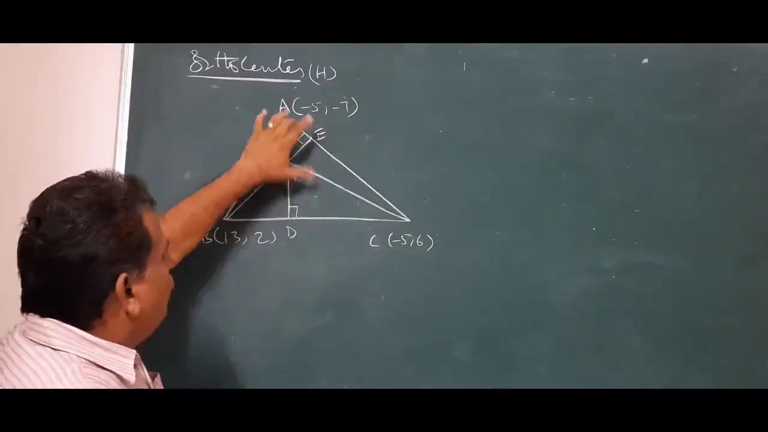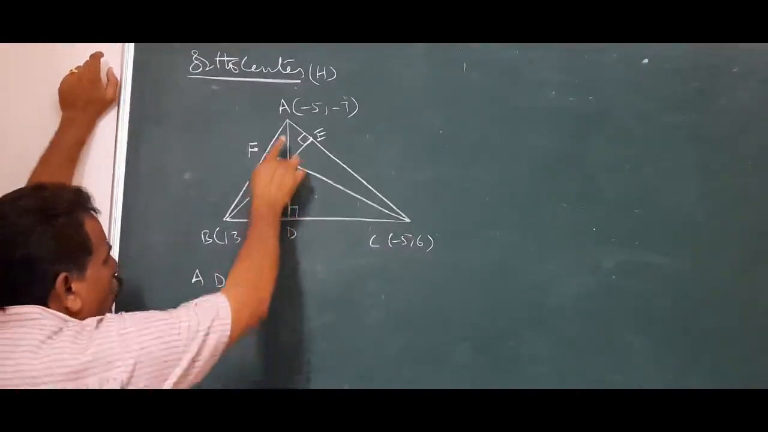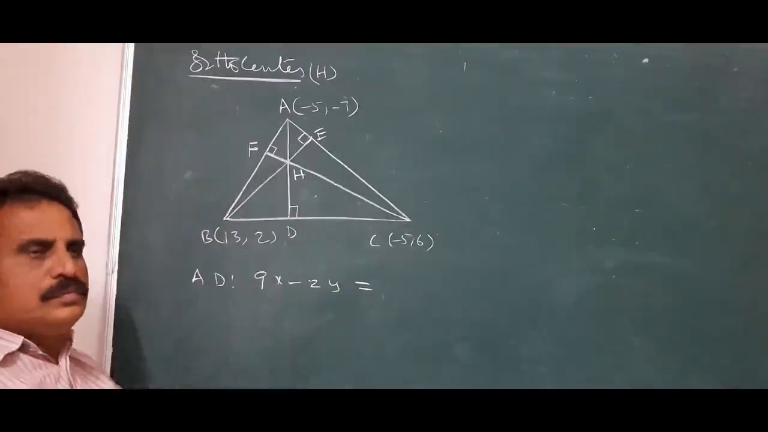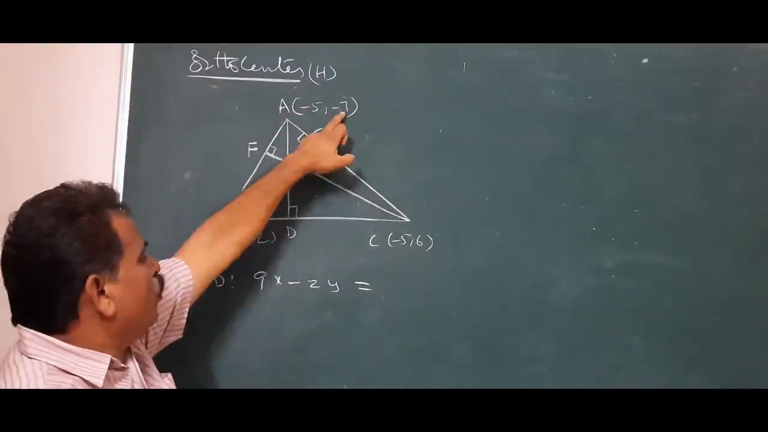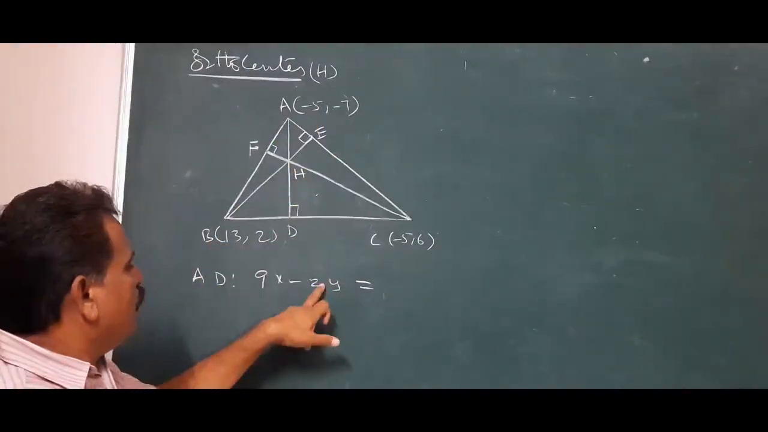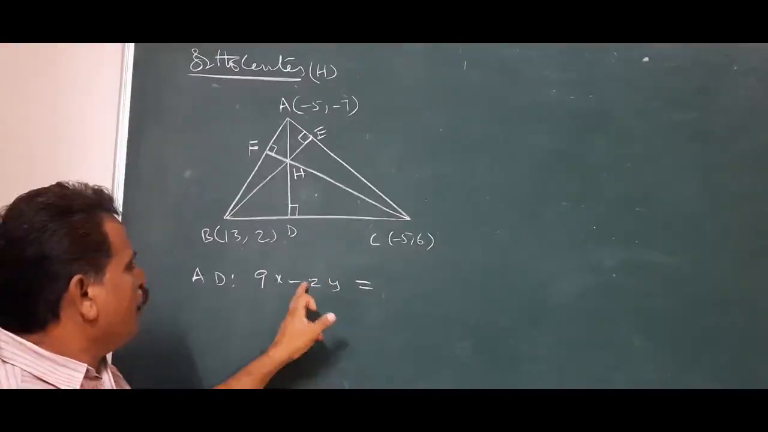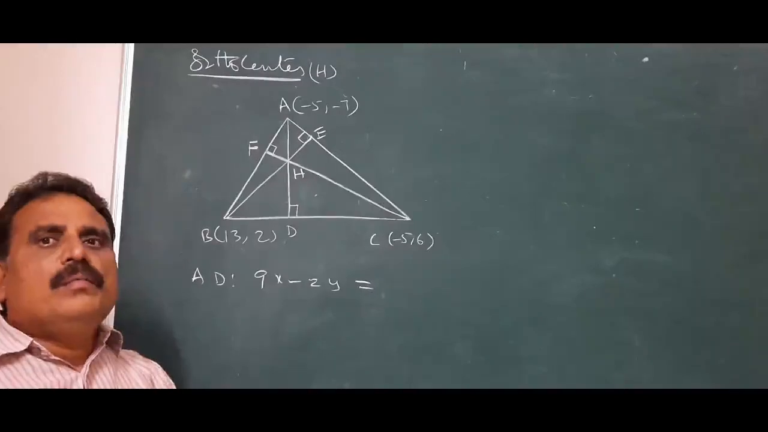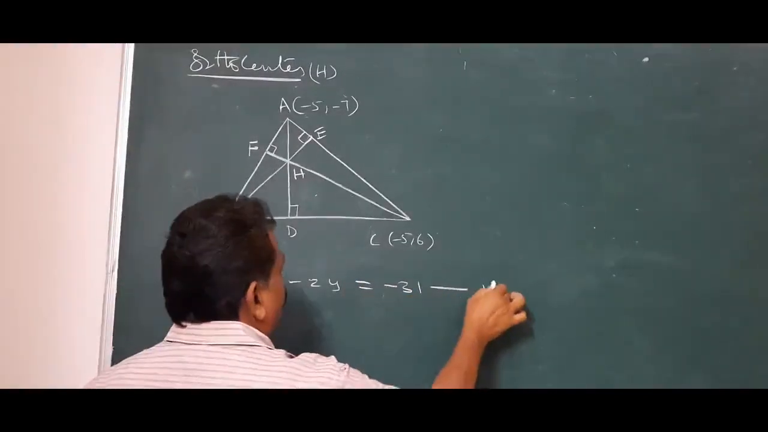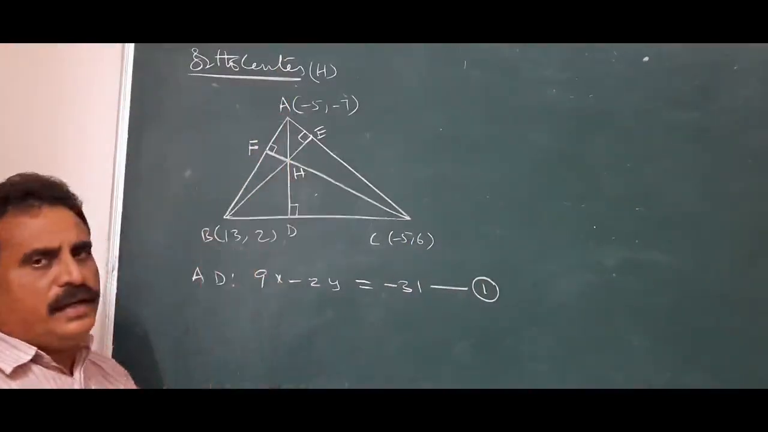9 by 2 slope, find this. Equation of AD can be written as, slope is 9 by 2, 9x minus 2y equal to. Now substitute the point (-5, -7). Look here, x is minus 5, y is minus 7: minus 45, minus 2 into minus 7 is plus 14, minus 45 plus 14, that is minus 31. It is equation 1. That is the equation of AD. Directly you can write down.